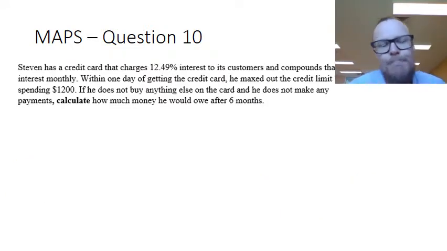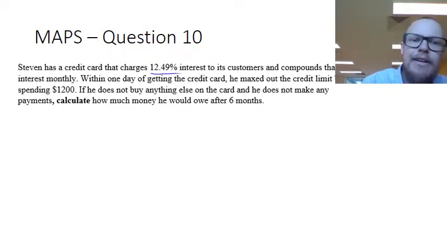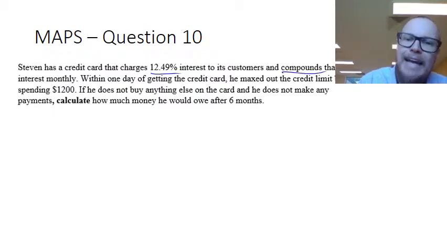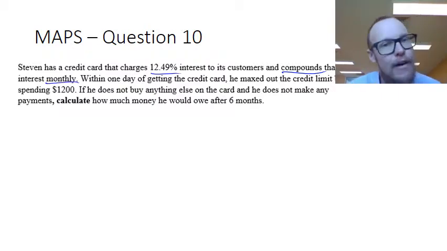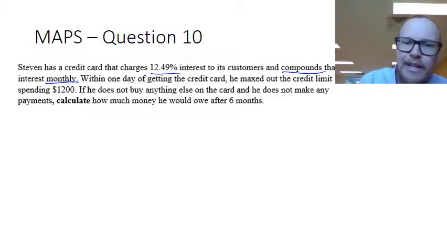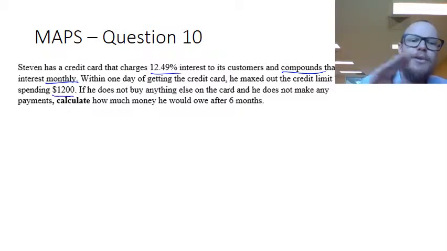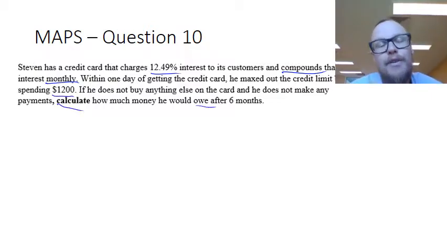Last question here. Stephen's got a credit card that charges 12.49% interest to its customer. It compounds that interest monthly. Very important to realise that. Within 1 day of getting the credit card, he maxes it out and spends $1,200. He doesn't buy anything else on the card. He doesn't make any payments. So we just need to calculate how much money he would owe after 6 months. At the very start, he owes the $1,200 back, and then after the 6 months, there's going to be interest on top of that.